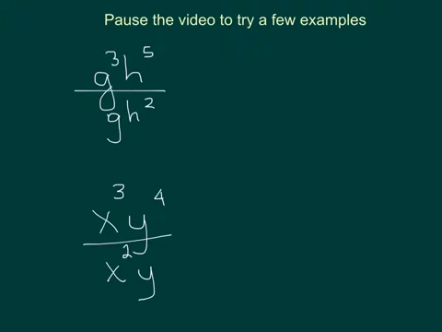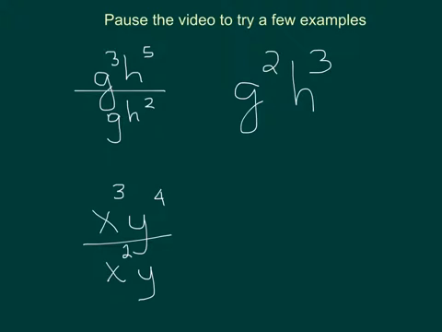Pause the video to try a few examples. For the first example, you would subtract g to the third minus g to the first, and we get g squared, and then h to the fifth minus h squared would get you h to the third.